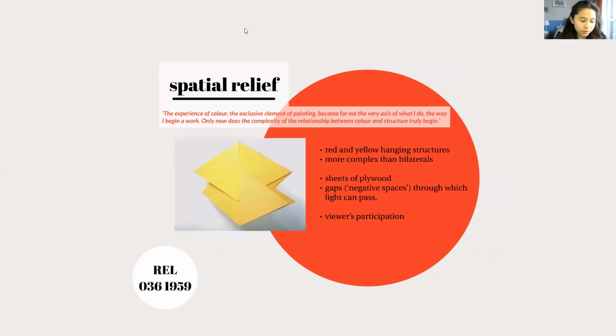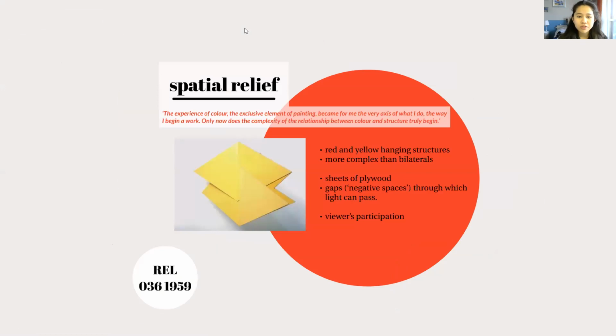So when he was 23, he wrote, "The experience of color, the exclusive element of painting, became for me the very axis of what I do, the way I begin a work. Only now does the complexity of the relationship between color and structure truly begin."